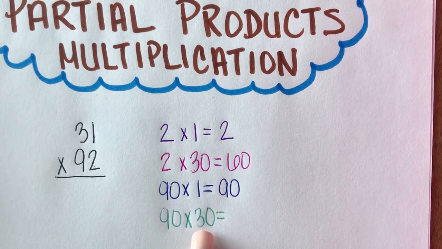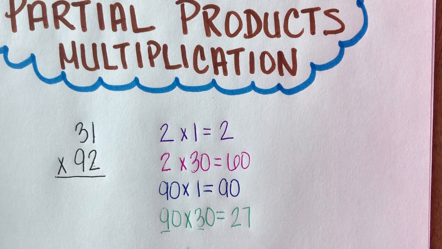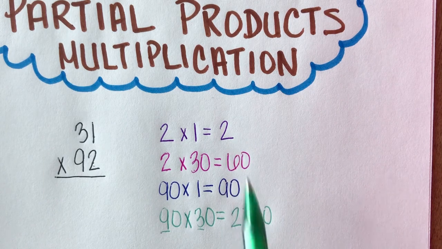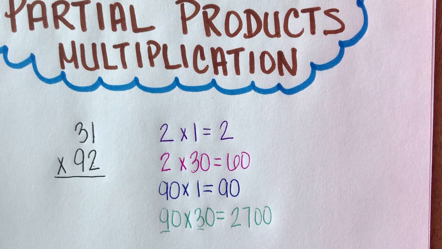Then we have 90 times 30. And again, when you're multiplying by multiples of 10, first multiply your basic digits, your 9 times your 3. 9 times 3 is 27. And then we count our zeros, 1, 2 zeros, and put them at the end. Now what we have here after we got done multiplying are what's called partial products. What we have to do with these partial products is add them up and we'll get a final answer for 31 times 92.